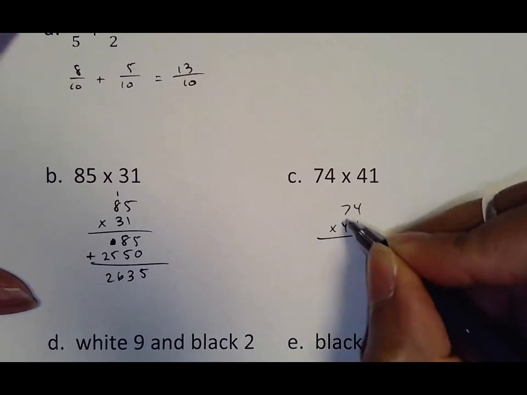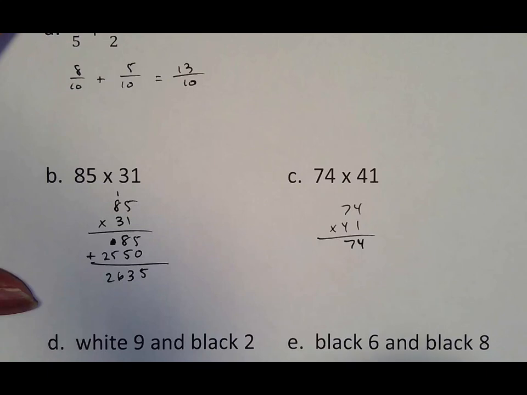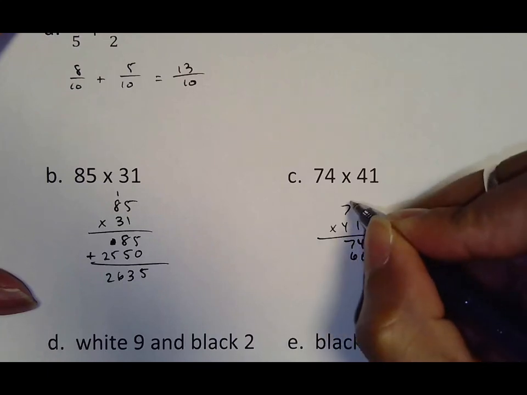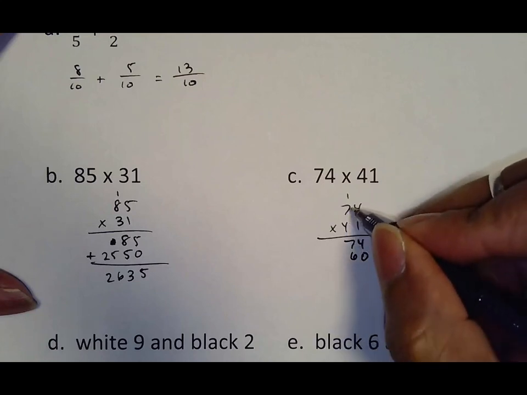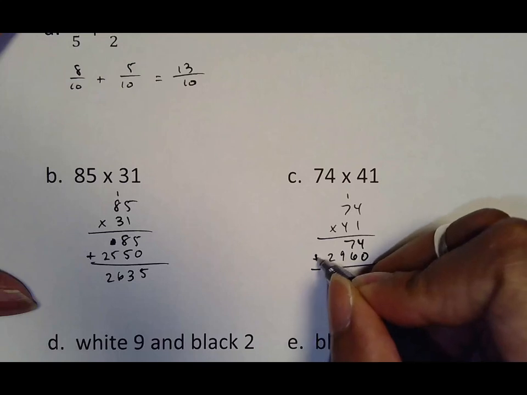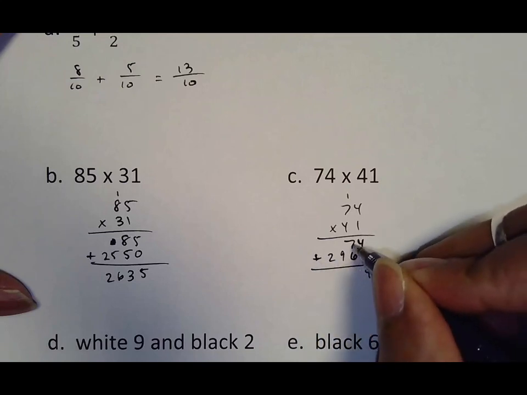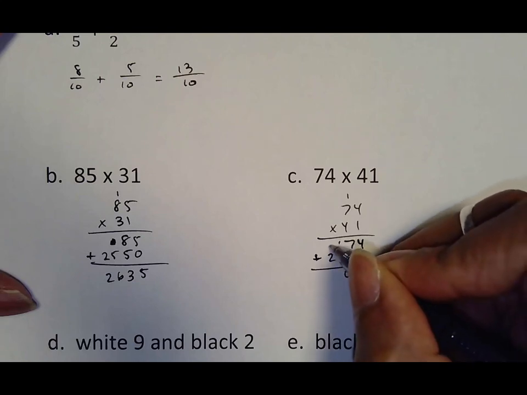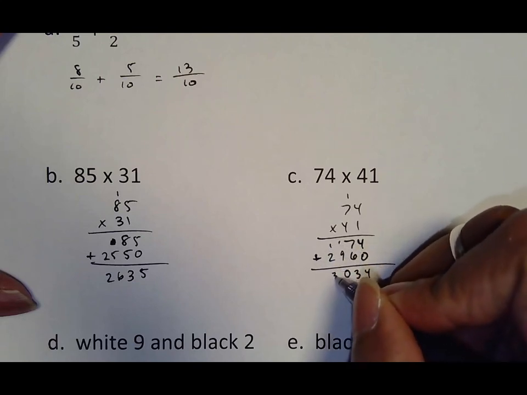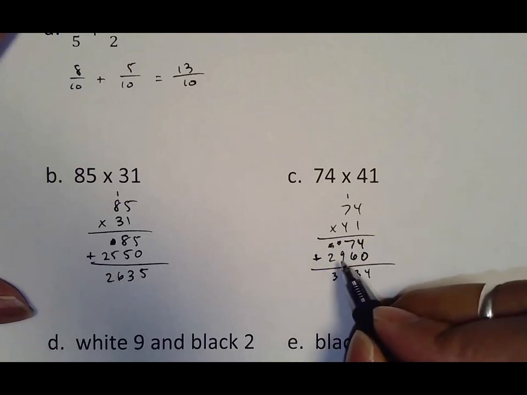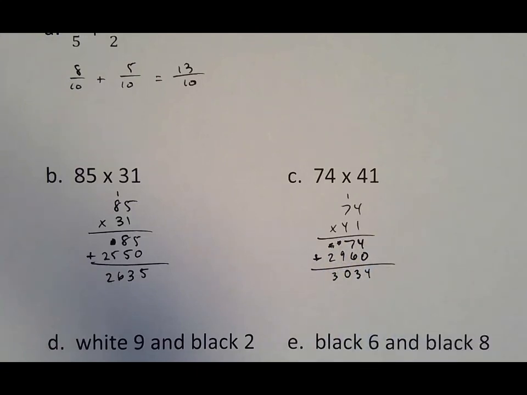1 times 4 is 4, 1 times 7 is 7. Bring down your 0. 4 times 4 is 16, so write the 6 and carry the 1. 4 times 7, 28, plus 1 makes 29. Add your columns. 4 and 0 make 4, 7 and 6 make 13, carry the 1. 1 and 9 make 10, carry the 1. 2 and 1 make 3. You do not need any one of those two ones. You just need 74, 29, 60, and 30, 34 for your answers.